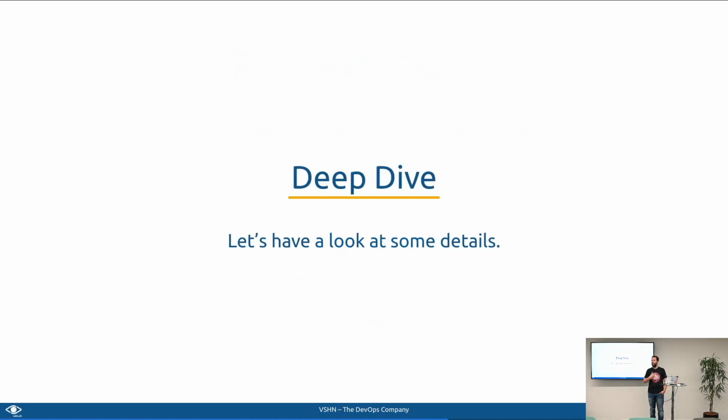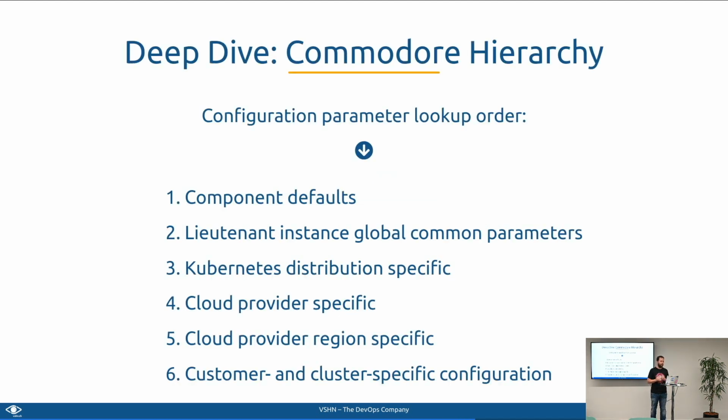So now we have seen an overview of the concept behind Project Syn. And now we can have a bit deeper look into what's going on behind the scenes. First and foremost, the most important part of Commodore is the configuration hierarchy. That means you have a possibility to define common parameters which are the same on all your clusters. And then, depending on the hierarchy, which is defined currently in the code and can be configured at a later stage, you can override configuration parameters or add additional configuration parameters depending on the specs of your Kubernetes cluster.